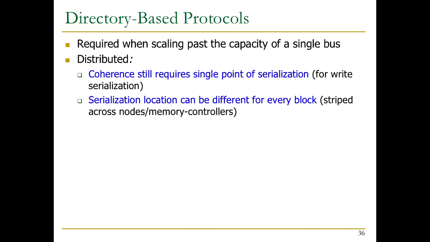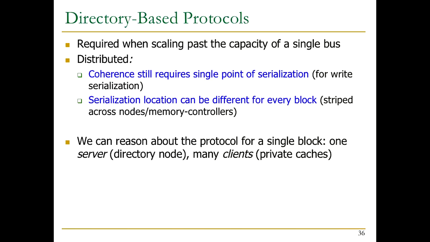This is naturally distributed, so you can distribute the directory, as we said, right? You can have 1,000 nodes, and each node can be responsible for 1/1000th of the physical memory address space, and keep the directory for that portion, right? And each node basically serializes the requests for that part of the memory. So coherence still requires a single point of serialization, and that's what the directory does. But the serialization location now can be different for every block, right? You can stripe it across nodes or memory controllers. And people have actually proposed mechanisms for dynamically migrating the directory entries for different blocks. So you could actually exercise a lot of creativity here with additional complexity, of course. But one simple mechanism is statically partitioning your directory for different blocks in physical memory in different nodes. So if you want to access address 0, you know that you need to go to node 0 to get the permissions.